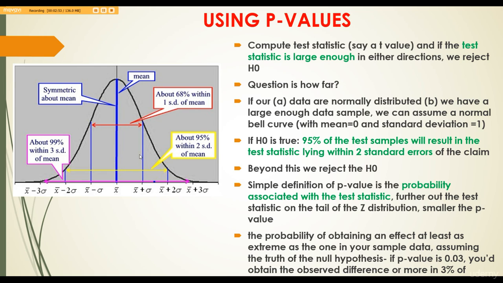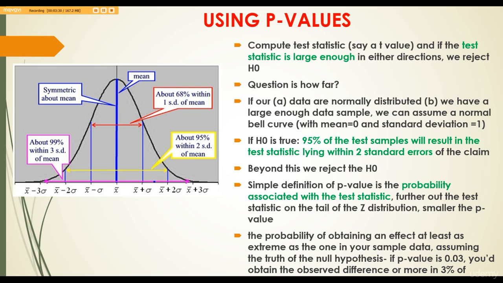So 95% of the test samples will result in the test statistic lying somewhere here in this area. But beyond this, say at these tails, we reject the null hypothesis. The simple definition of p-value is the probability associated with the test statistic, and the further out the test statistic is on the tail of the Z distribution like so, the smaller the p-value is. This is the probability of obtaining an effect as extreme as the one in our sample data, assuming the truth of the null hypothesis.